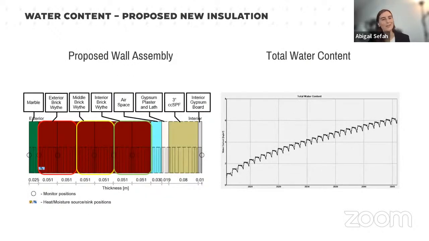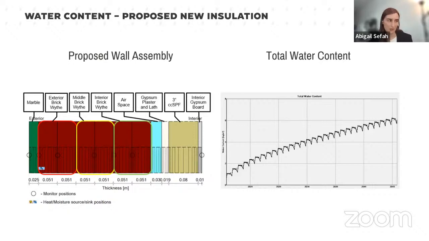However, when we look at the results from our proposed assembly, we see that the total water content graph looks pretty different. So on the left is our proposed assembly. It's those same outboard layers, the same existing wall assembly, but then we have 3 inches of closed cell spray polyurethane foam and a 1/2 inch layer of interior gypsum board. One important thing to note about closed cell spray foam is that it acts as a vapor barrier. It doesn't allow vapor to pass through it. And I'll come back to why that's significant in a minute.